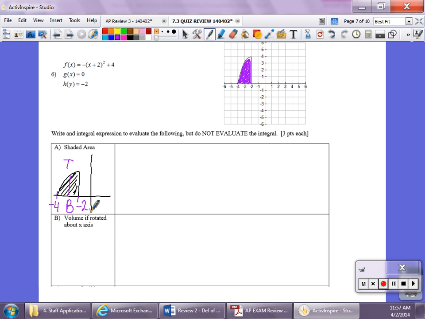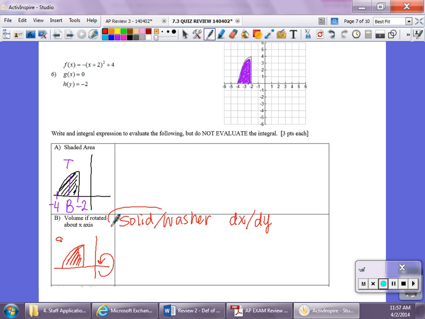If you're rotating, sometimes I do skip a step, and I might not write the area of the cross-section, but that is a cross-section. If I rotate, what shape is your cross-section always? A circle. But you should be asking yourself, solid or washer, and you should be asking yourself dx or dy every single time. So here's my picture, my little shape, and I'm going to rotate about here. Solid or washer? Solid. dx or dy? dx.